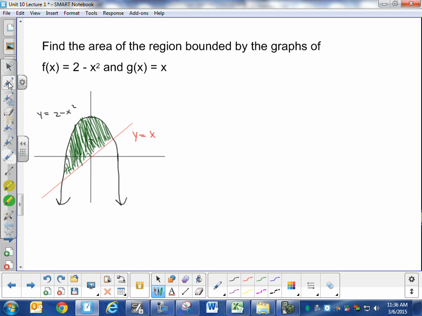So I can visually see my region, but the question is, where are these two points? Well, I have to find the intersections. How do you find the intersections of two graphs? Well, set them equal to each other.